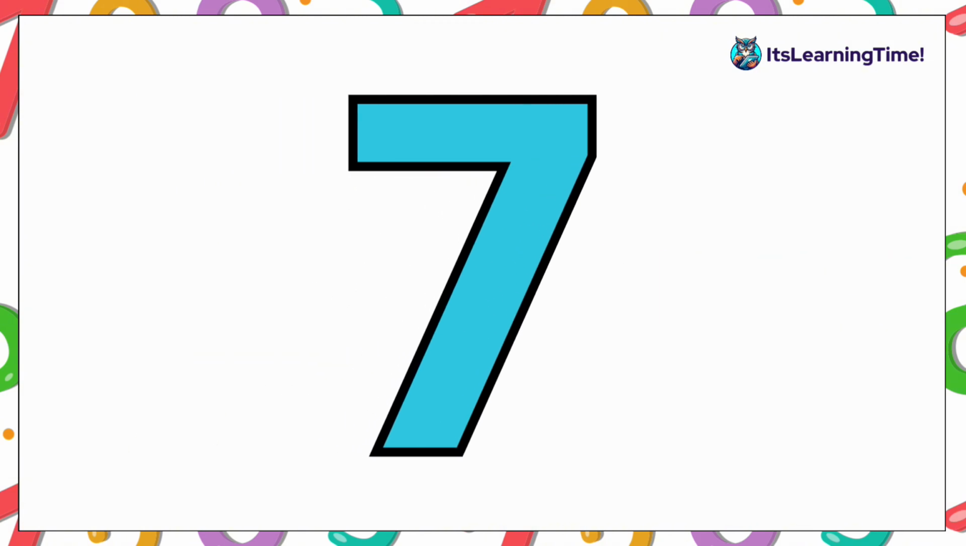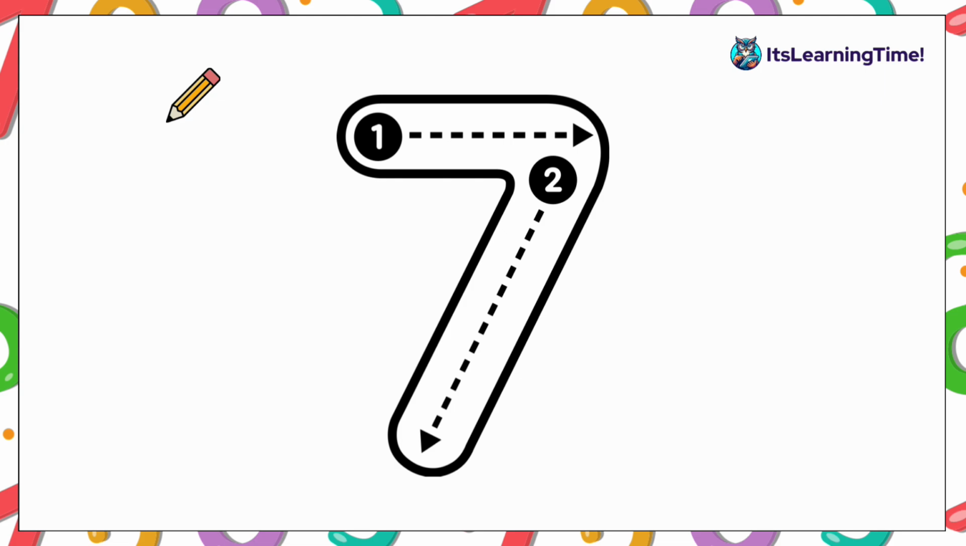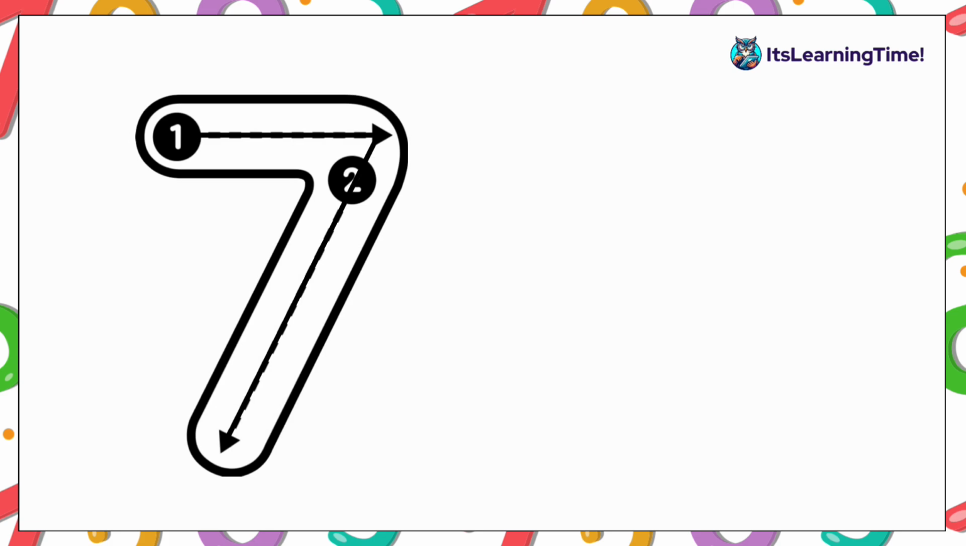Great job. Now let's practice writing the number 7. You start from the top, take it back to make a dash, and down to make a slant. So to write the number 7, you need a dash and a slant.